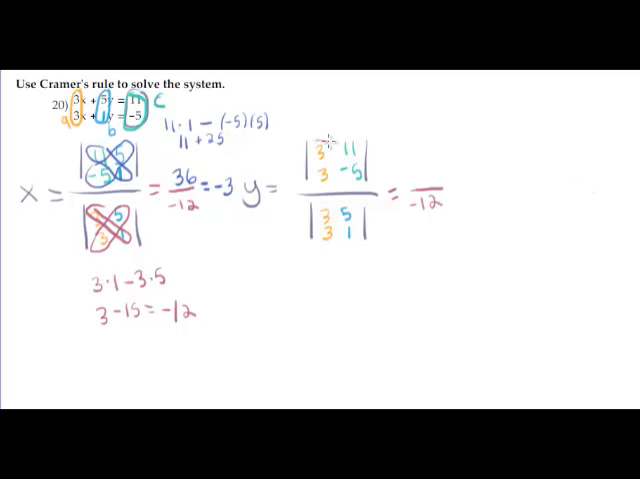And then over on the right side here, 3 times negative 5 minus 3 times 11 is negative 15 minus 33, which is negative 48, which gives us positive 4. So our answer, x comma y, is negative 3 comma 4.